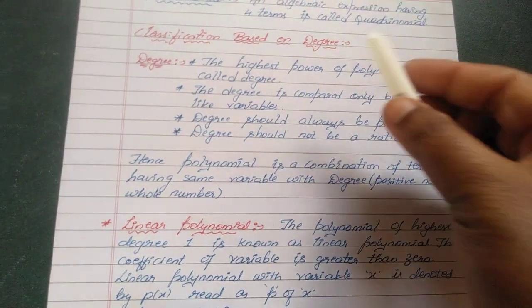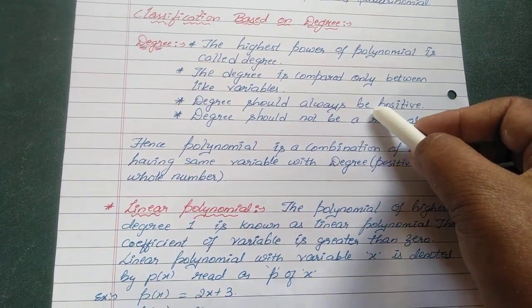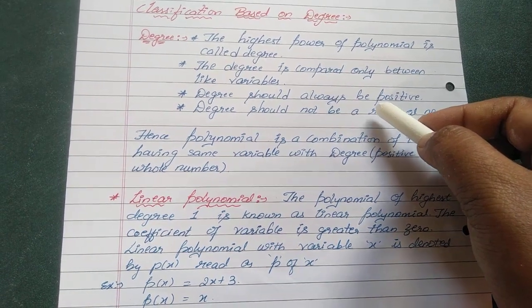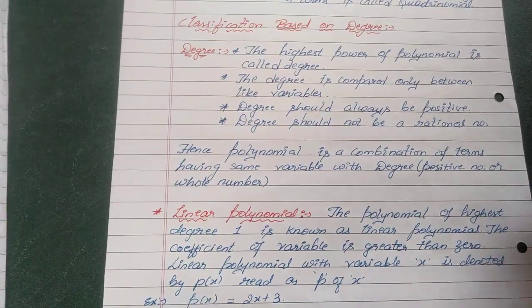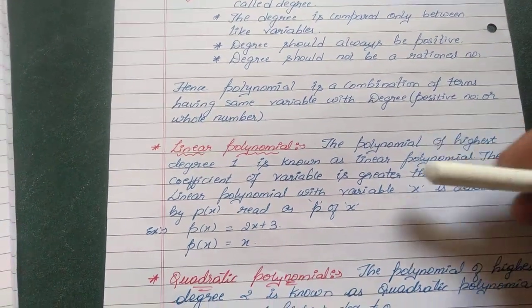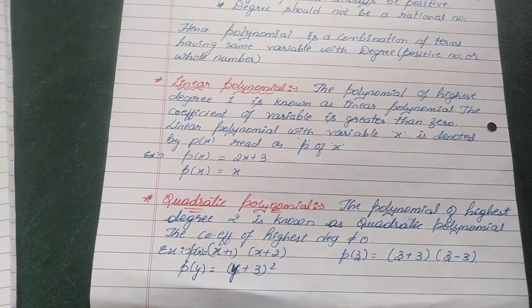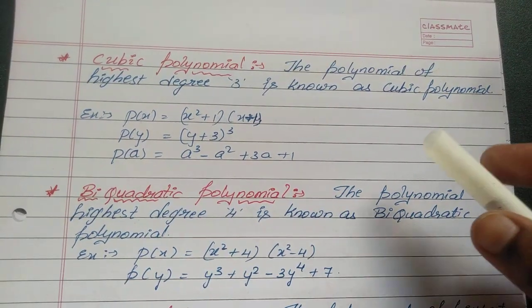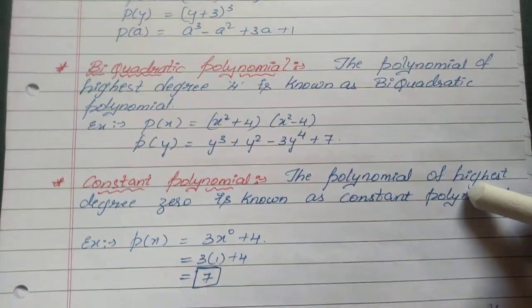So here are your notes, children. For classification based on degree, I have given the degree definition. First, linear polynomial. Next is quadratic polynomial. Next is cubic polynomial. You can copy in notes. Next, biquadratic. Next, constant polynomial.